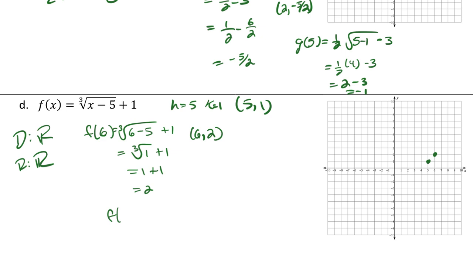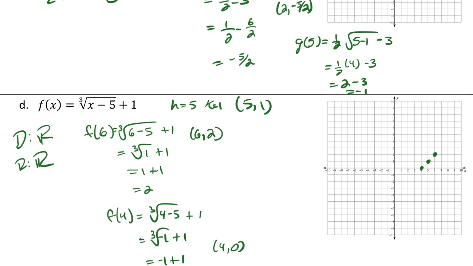So let's go to the left. So let's say 4. So it's a cubic root of 4 minus 5, plus 1. So the cubic root of negative 1 plus 1. So negative 1 plus 1 equals 0. So I got the point 4, 0. So 0 is here.